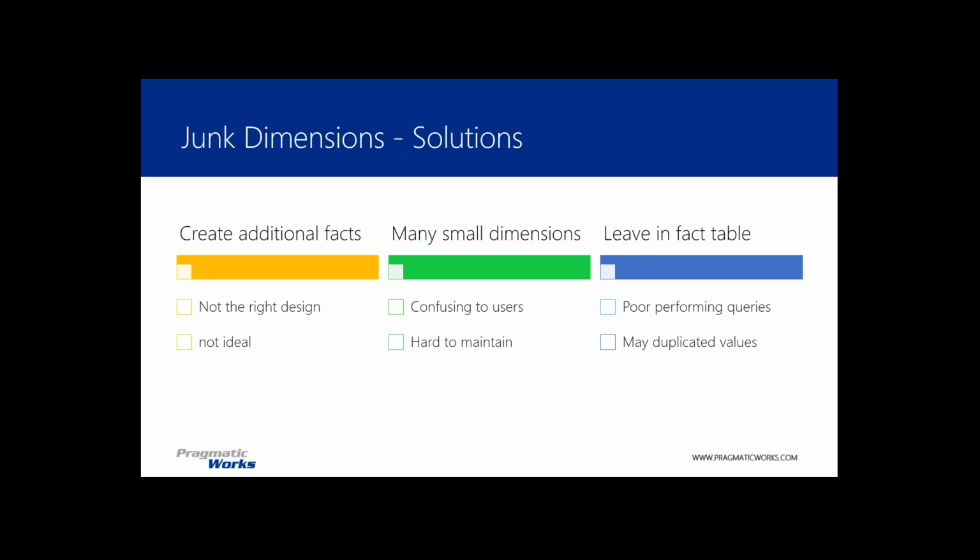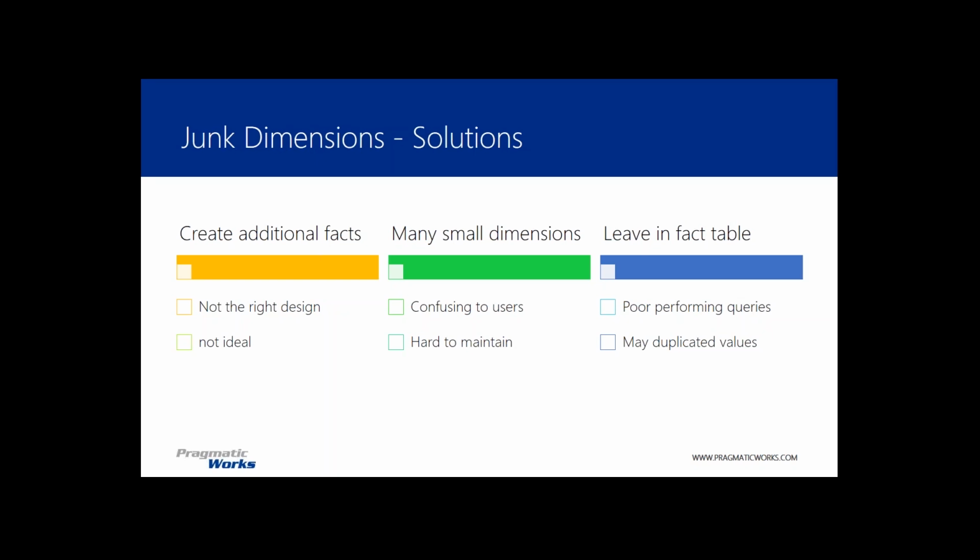Okay? Another solution is to create a bunch of small dimensions. So we could create a coupon dimension. We could create a had problems with order dimension. We could create a had rush delivery dimension. But that gets really confusing to users.